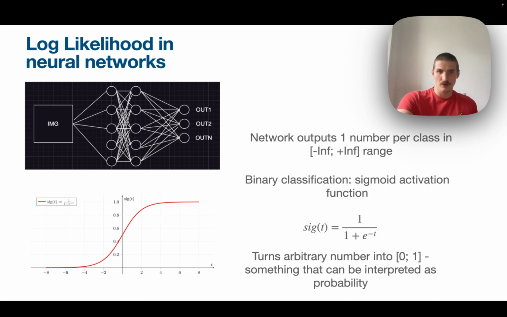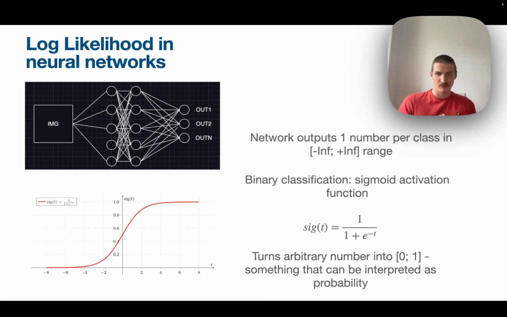Now, in neural networks, this is going to be similar. The picture is slightly different now. So now you have an image on the input, you have some interconnected dense layers that output either one number for binary classification or several numbers, one per class, for multi-label classification. And we usually do it in such a way that the actual outputs of the network are not bounded, so they can be in arbitrary range.